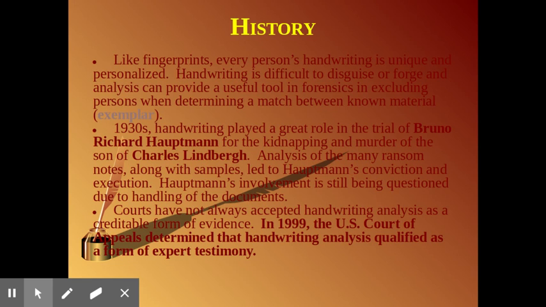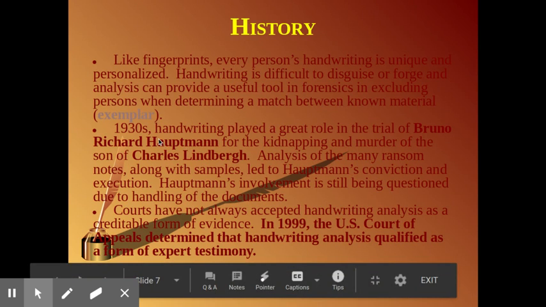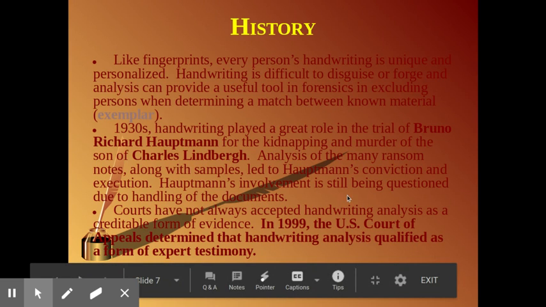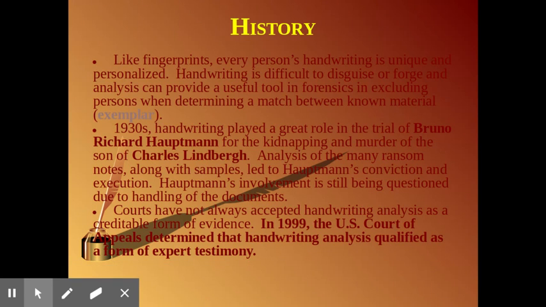I won't go too far into history here. Like I said, this will take long enough as it is. But in the 30s, you might have heard about the Lindbergh baby kidnapping. They used handwriting analysis to pretty much build the case against Hauptmann. That's how you say it, maybe. I'm not quite sure. And anyway, he was put to death for that. So it was a big deal. And there's still some doubt about the handling of those documents. But courts have not always recognized handwriting analysis as credible evidence. But since 1999, the Court of Appeals determined that handwriting analysis qualified as a form of expert testimony. So now, once we've applied enough scientific analysis to things, we can start to put it in as evidence. But it's still not going to be the one thing you want your case hinging on.